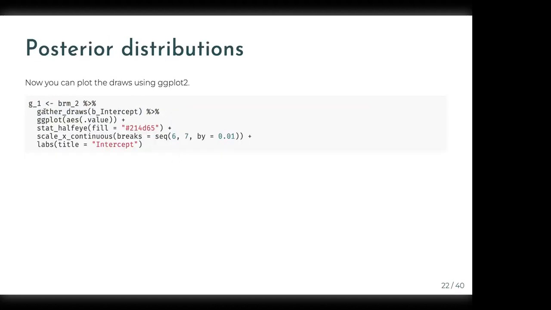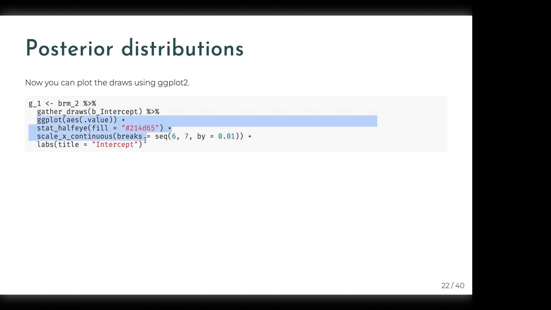Using, again, the gather draws function and ggplot. So you can simply use ggplot to actually draw things, to plot things from the model. What I'm doing here is extracting the values that were picked during the MCMC chains for the intercept. The name of the variable in the model is b_intercept. So that's what I'm getting. And then I'm just piping everything into ggplot, and plotting whatever has been output by gather draws.